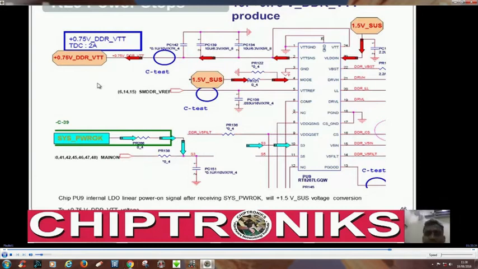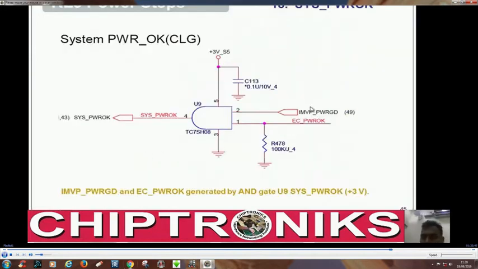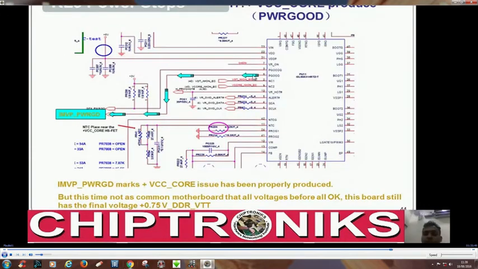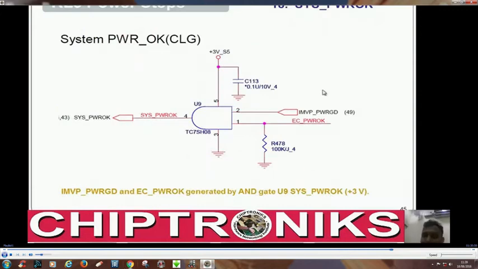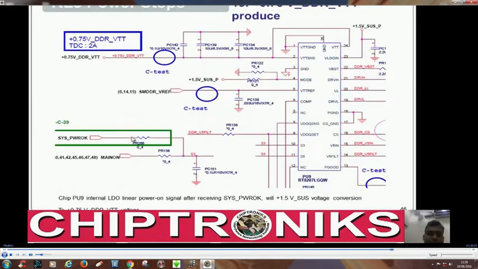That is, the termination voltage is generated after the core voltage, right? After it is generating the core voltage, because sys power okay is generated. Sys power okay is generated by IMVP power good. IMVP power good is generated by the core voltage regulator. Once the CPU gets proper core voltage, then power good is generated. This power good is ANDed with the EC power okay to generate the system power okay. This system power okay is fed to this voltage regulator to generate the termination volt.